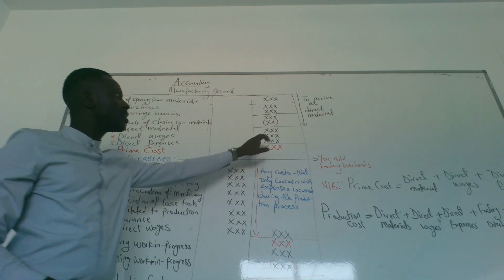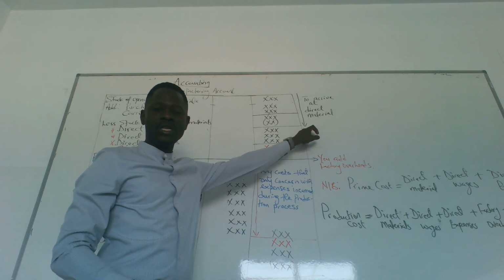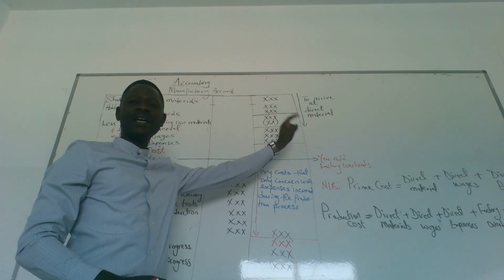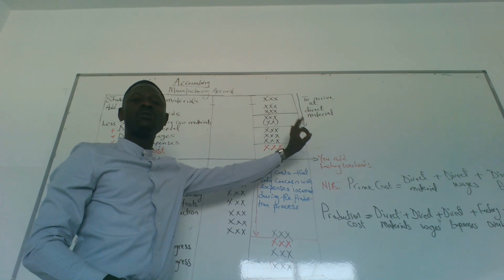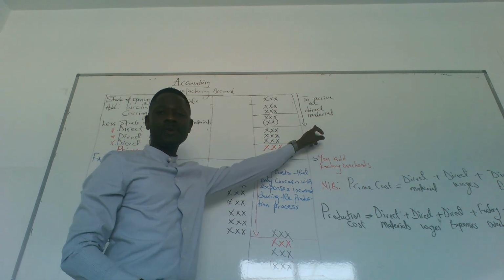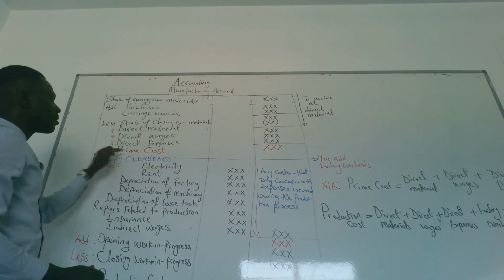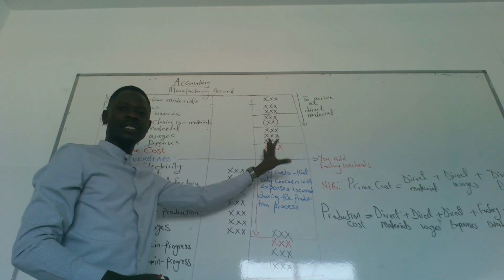Which simply means to arrive at direct material, we need opening stock of raw material, purchases of raw materials, carriage inward of raw materials, less closing stock of raw materials. That's how we get our direct material. So direct material plus direct wages plus direct expenses gives us the prime cost. That's how we get the prime cost.